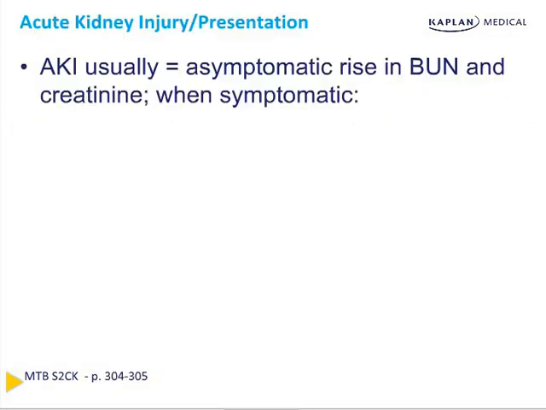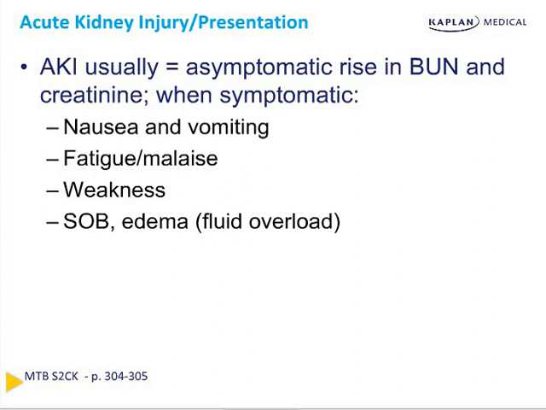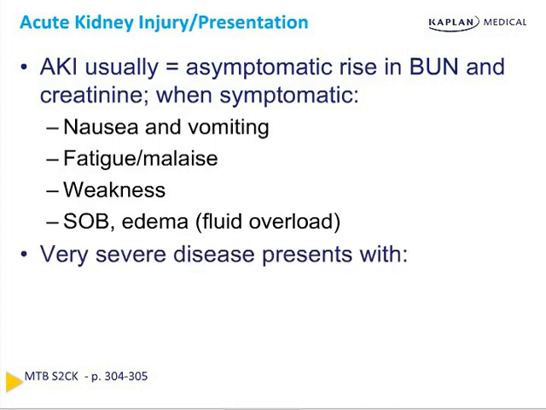So AKI, regardless of the etiology, is typically a diagnosis made by laboratory values and not by patient complaints. Traditional symptoms, if they occur, are nausea and vomiting, fatigue and malaise, weakness, or symptoms of volume overload, like shortness of breath or edema. Other presenting symptoms are usually cause-specific and depend on what caused the AKI in the first place.